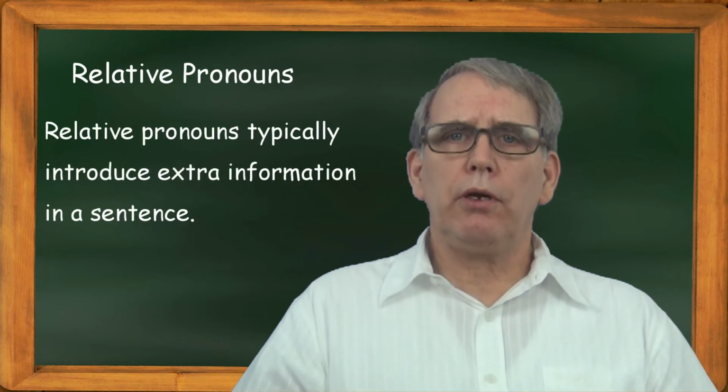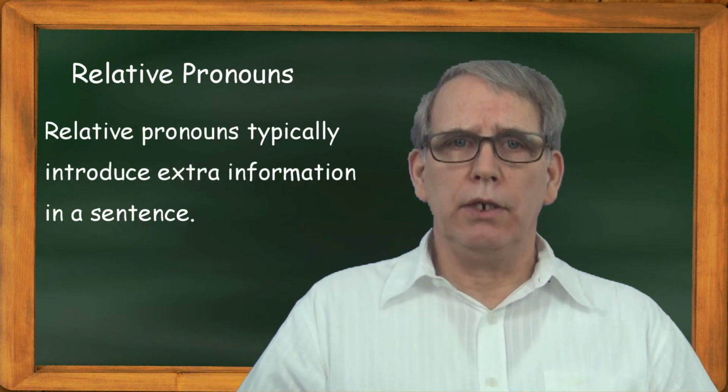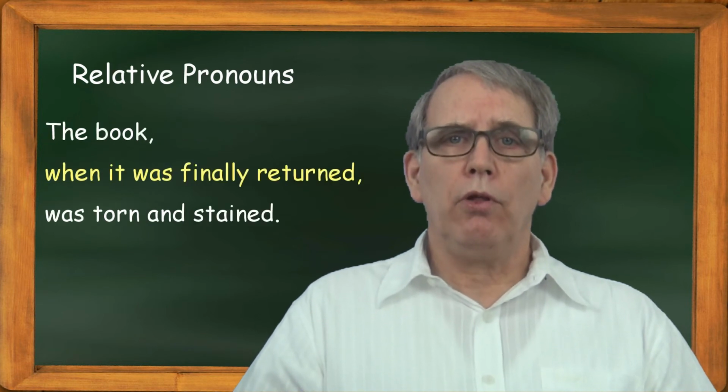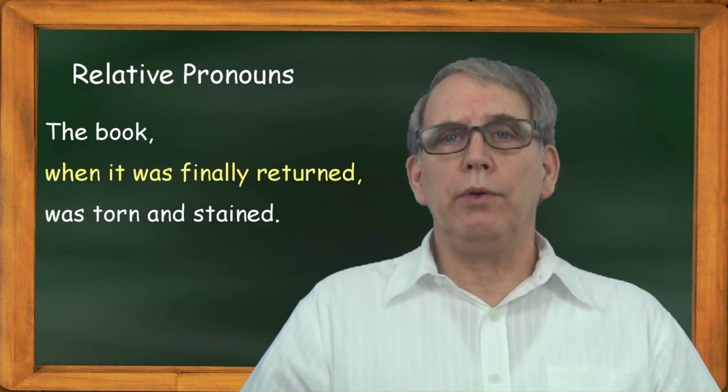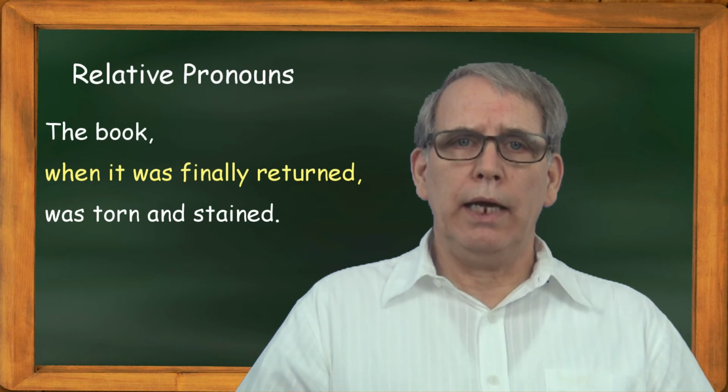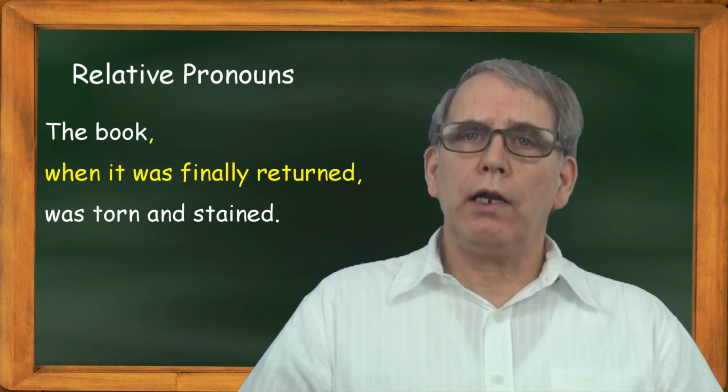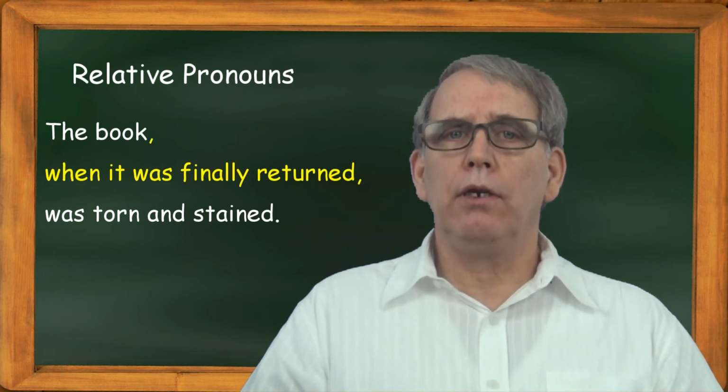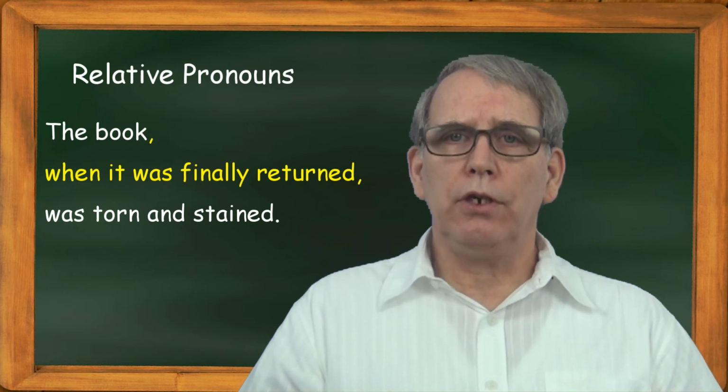Relative pronouns typically introduce extra information in a sentence. For example, the book, when it was finally returned, was torn and stained. When it was finally returned is extra information and is therefore set off using commas.